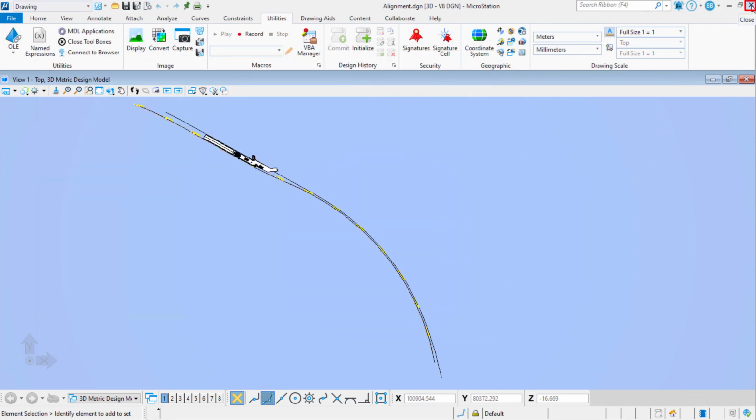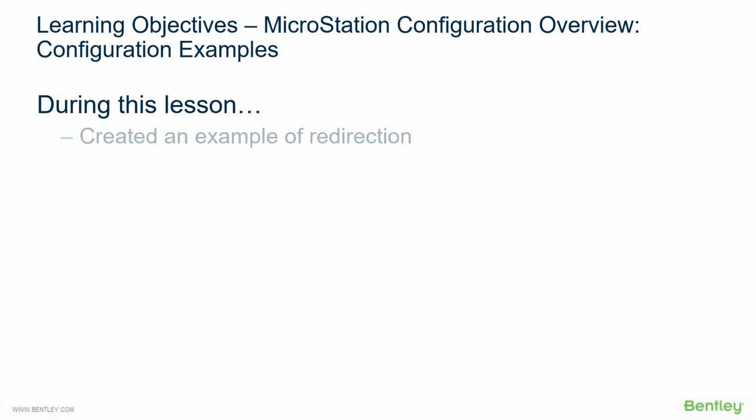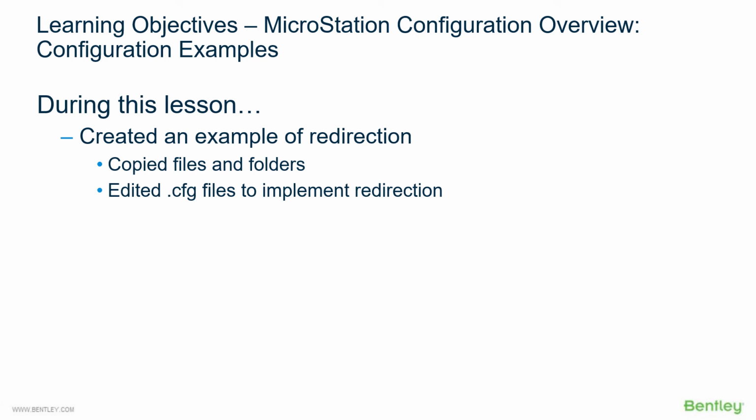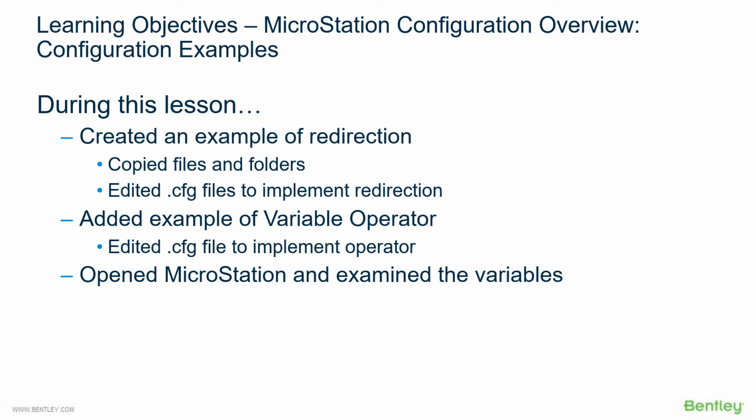We can now close MicroStation. Congratulations, you've now moved your projects outside your workspace. To review the objectives, you created an example of redirection, you copied files and folders, you edited CFG files to implement redirection, you added an example of a variable operator. To do that, you edited a CFG file to implement the operator. You then open MicroStation and examine the variables to verify your work.